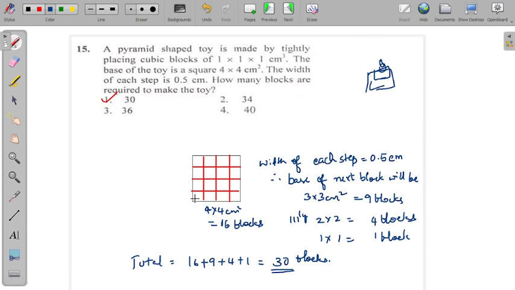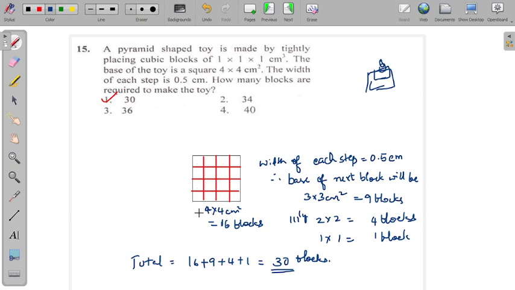So the first initial basic square will be 4 by 4 centimeter square. So how many blocks of 1 by 1 by 1 centimeter cube can be formed? That is 16 blocks. 4 fours are 16 blocks. Now the width of each step is 0.5. So I have to consider one more block now, so that 0.5 will go from every side. 0.5 here, 0.5 here, 0.5 here, and 0.5 here. So lengthwise it will go 1 centimeter, widthwise also it will go 1 centimeter, because 0.5 from both the sides.